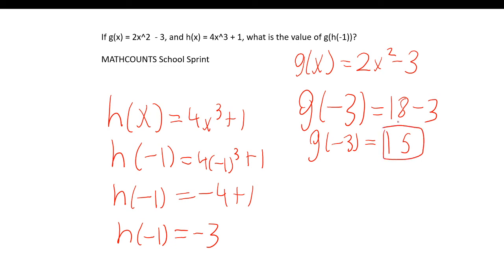So evaluating g of h of negative 1, h of negative 1 is negative 3. G of negative 3 is 15. So the answer is 15 to this problem. Let's move on to the next problem.